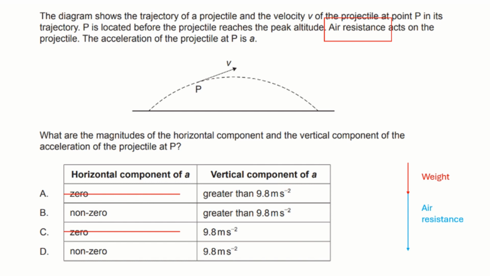Now, the question here is, what does that mean about the acceleration? Well, looking from a forces point of view, we've now got a greater force acting on the object, greater than the weight of the object. And so therefore, we're going to have an acceleration which is greater than what would be produced by weight alone. And hence, we're going to have the answer B here.